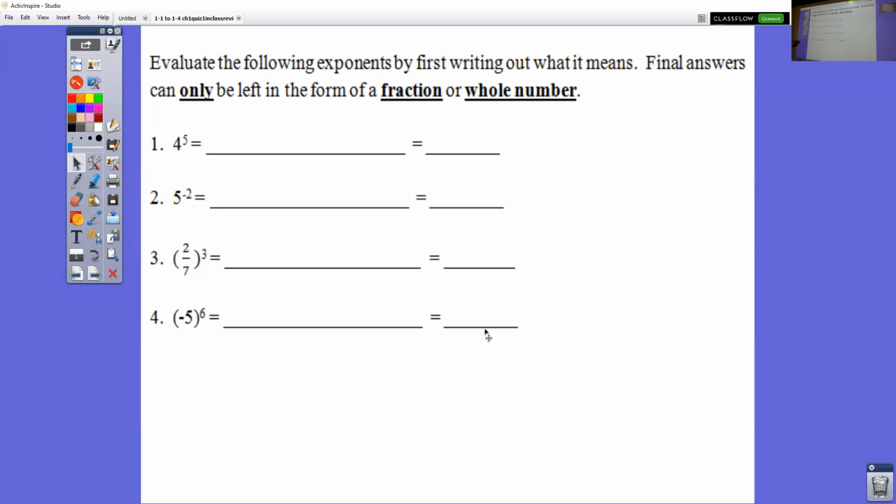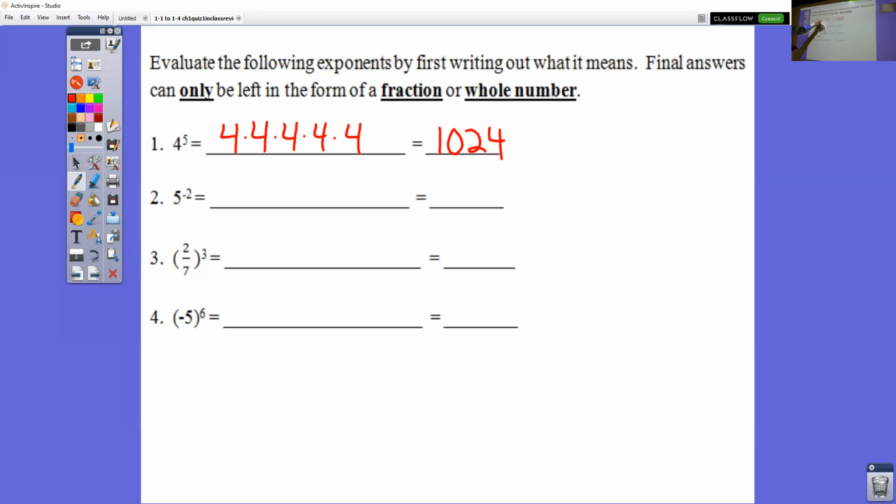In question number 1, 4 to the 5th power. You take the base and write it out how many times the exponent says. So the exponent is a 5, therefore we have 4 times 4 times 4 times 4 times 4. Type that into the calculator, you get 1,024.